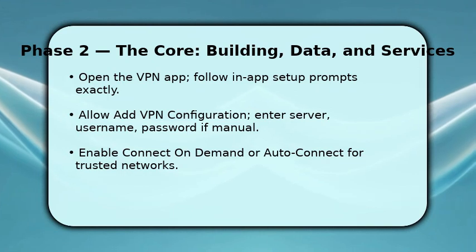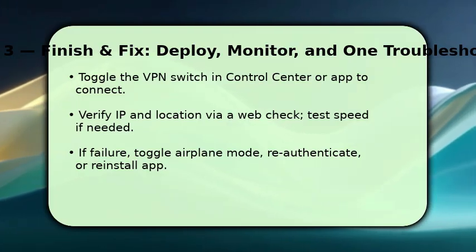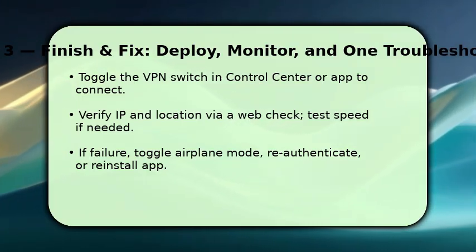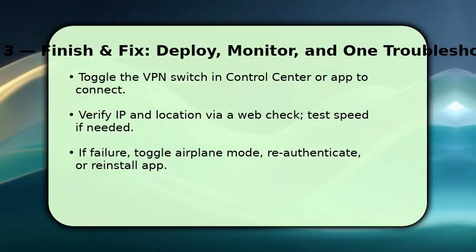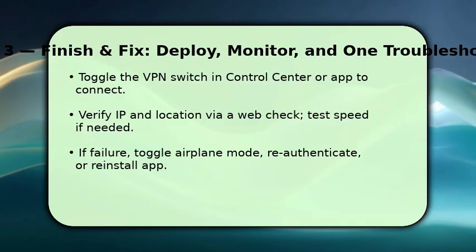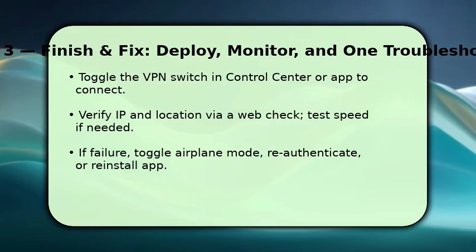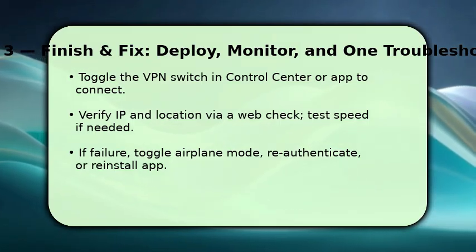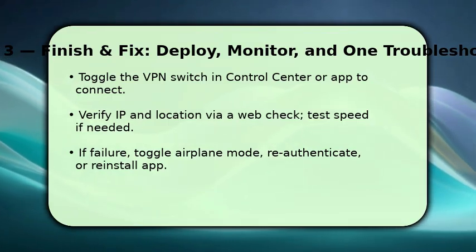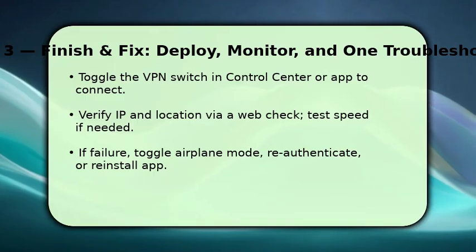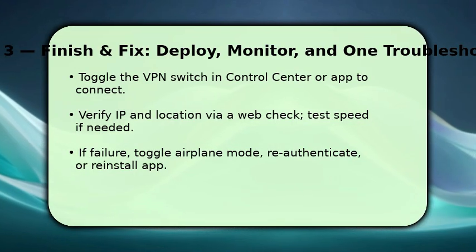To finish, connect by tapping the VPN icon in Control Center or using the app. You should see the VPN badge near the signal indicator. Verify your new IP and location with a quick web check and run a speed test to confirm acceptable performance. If the VPN fails to connect, try toggling airplane mode, re-entering credentials, or reinstalling the app. Those fixes clear common issues. If problems persist, contact support with error messages and your iOS version for targeted help.